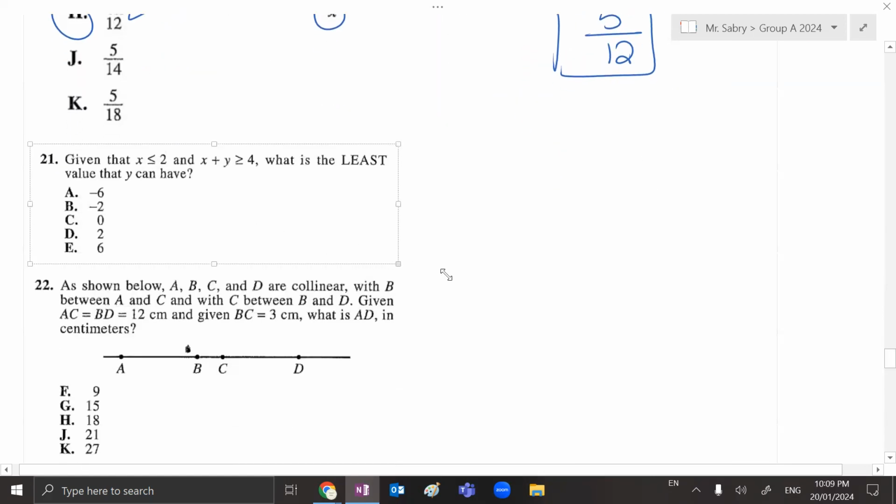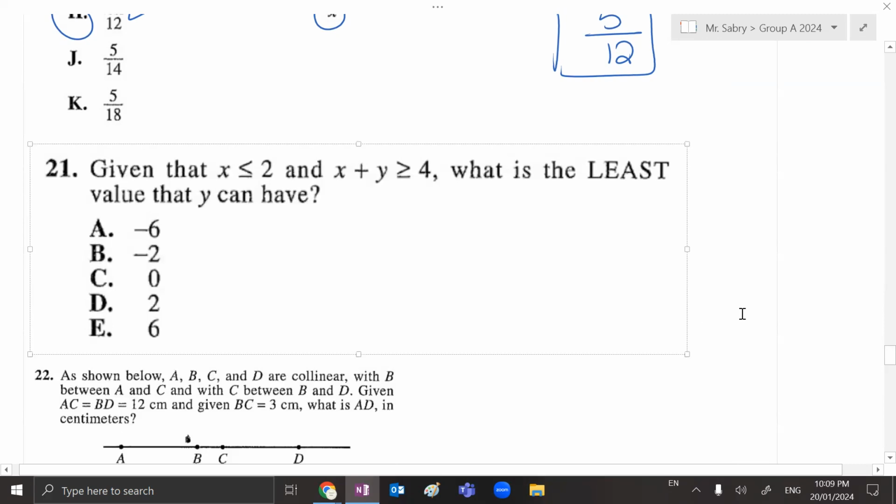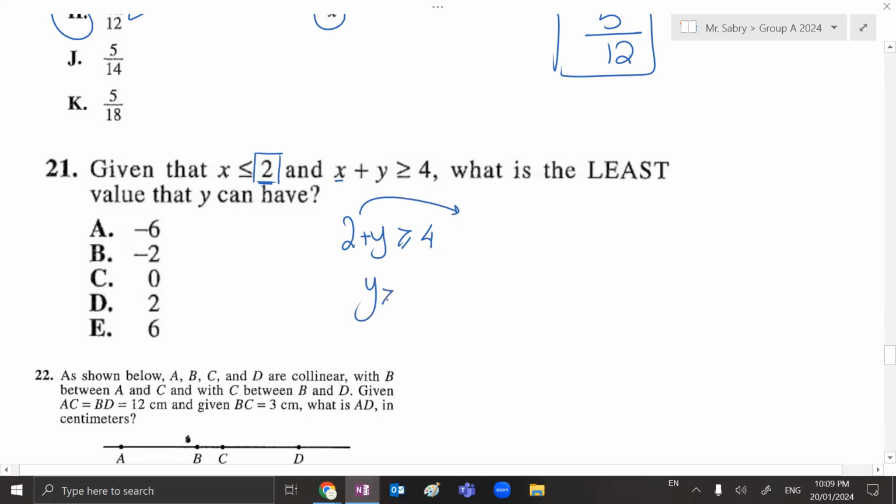21. Given that x is less than or equals to 2, x plus y is bigger than or equals to 4, what is the least value that y can have? Because they said that x is less than or equals to 2, I'll pick the biggest possible value for x. The biggest thing for x is to become 2. So I'll put x with 2. 2 plus y is bigger than or equals to 4, and I'll move this 2 to the other side, which will get me y bigger than or equals 4 minus 2, which is 2.